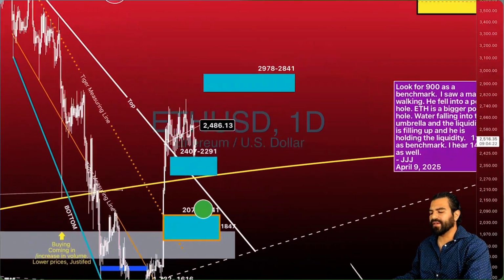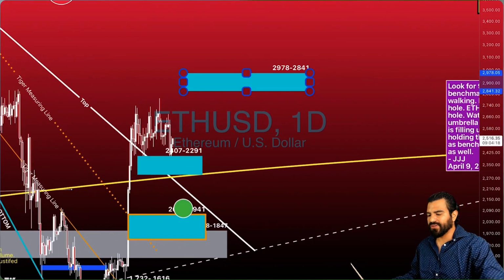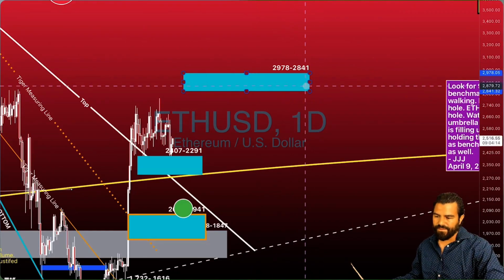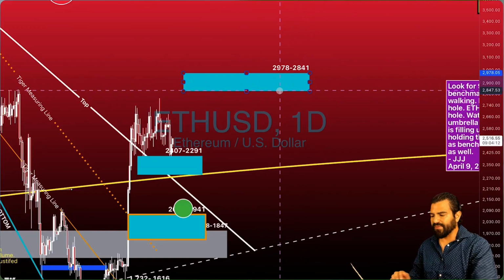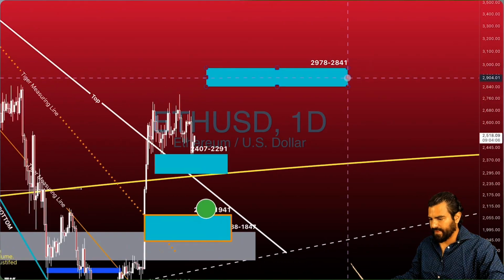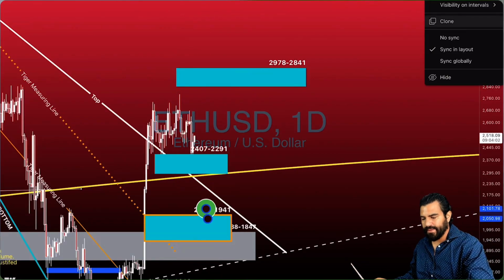So the breakout we were looking for previously was 2,400. We have it. So now we're looking at 2,978, 2,841 conservatively. So somewhere around there is where we're looking to be. Okay, so I'll simply add a weakness there.